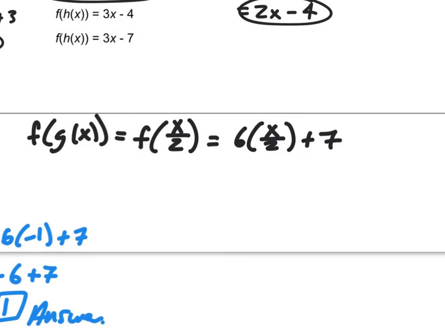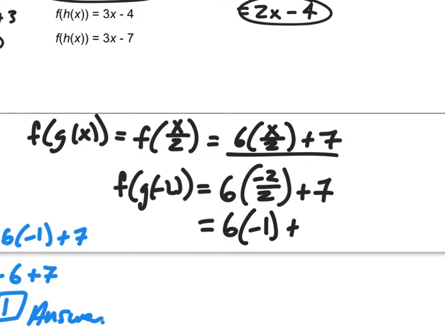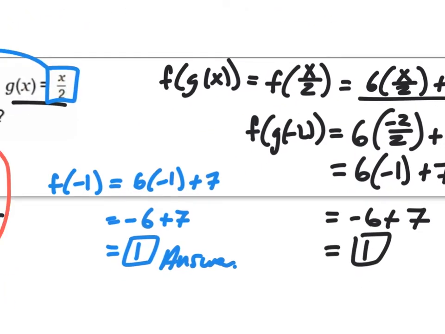so I have this new function, and what I want to do is plug in negative 2. So I'm going to do f of g of negative 2, which is equal to this new function here, and that's just going to be 6 times negative 2 over 2, and then plus 7. So we get 6, do the stuff in the parentheses first, negative 2 over 2, that's negative 1. So 6 times negative 1, and then plus 7. So we get negative 6 plus 7, which is going to give us positive 1, and that is the same thing that we got here.